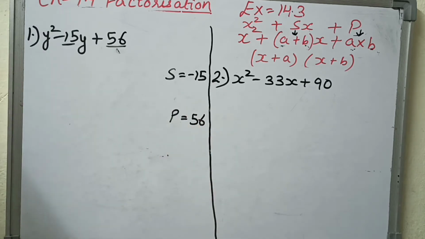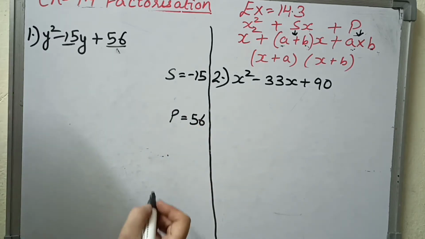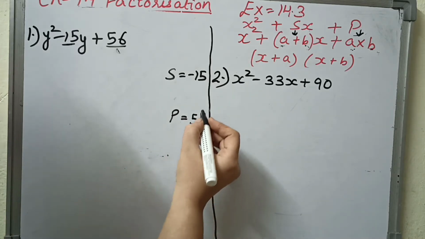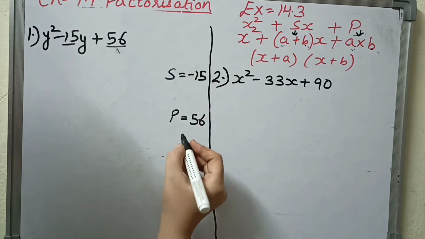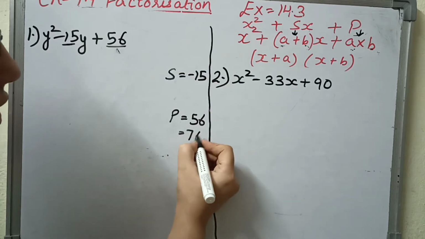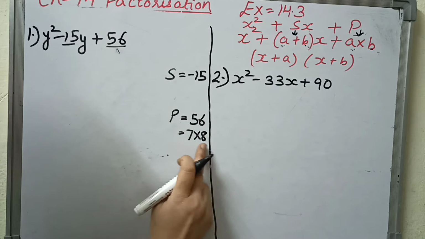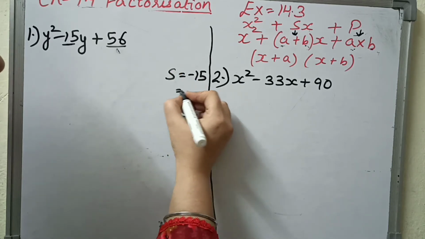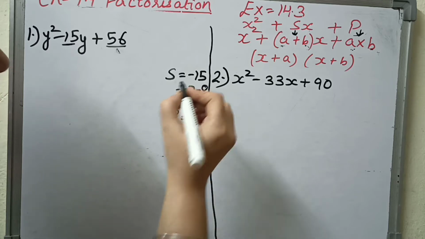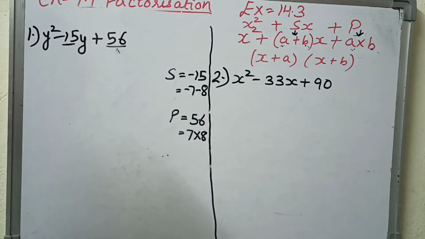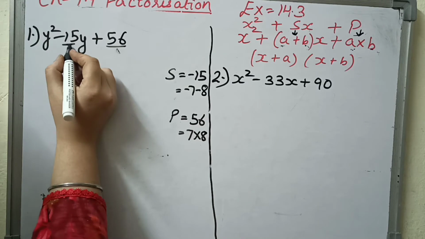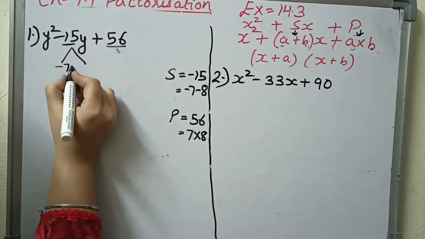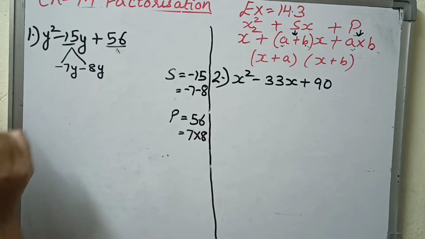56, right? Now find out the two factors which when we multiply, we get 56, and when we add those factors we get 15. Everybody knows 7 into 8 is 56, and 7 plus 8 is also 15. So minus 15 can be written as minus 7 minus 8. Now in the given expression we split the middle term, that is minus 15y, as minus 7y minus 8y.